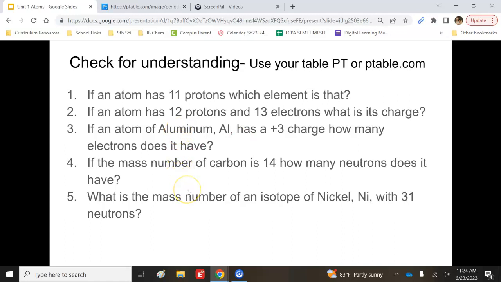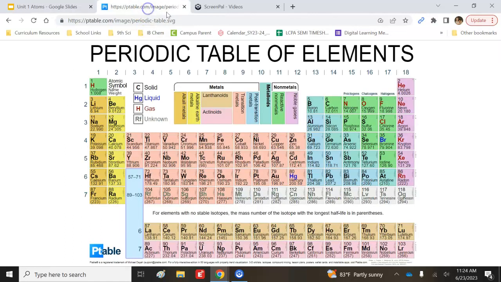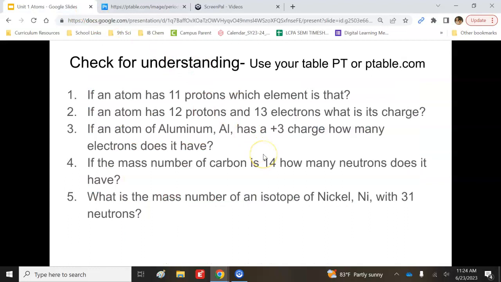Number 4, if the mass number of carbon is 14, how many neutrons does it have? Again, mass number is protons plus neutrons, so I need the number of protons. I go to my periodic table. So the number of protons of carbon is 6. So if my mass number is 14, I'm trying to find neutrons. 14 is equal to 6 plus what? 8. So in this case, I have 8 neutrons making up the nucleus in this carbon.